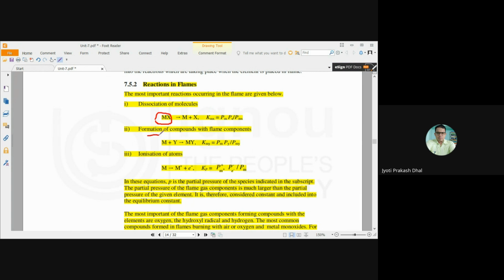The next one is formation of a compound with the flame component. The isolated gaseous atom, or individual gaseous atom, will react with the flame component to form a compound. The reaction is M plus Y. Here M is the gaseous metallic atom that will react with the flame component Y to form MY, and the rate of the reaction Kmy equals Pm into Py divided by Pmy.